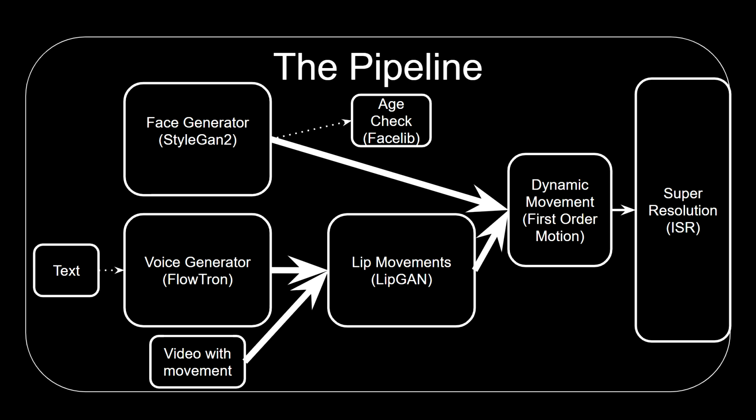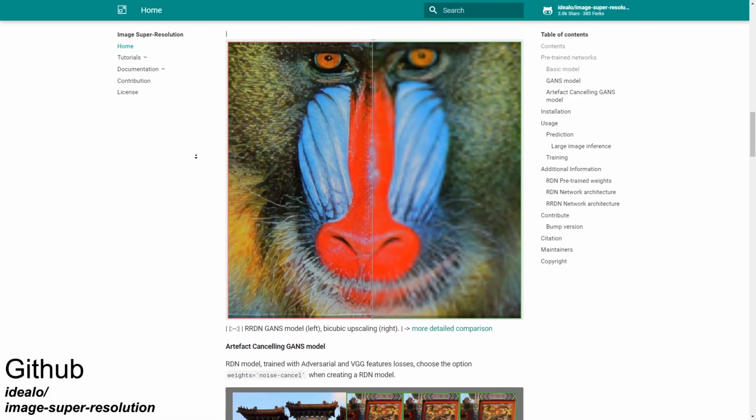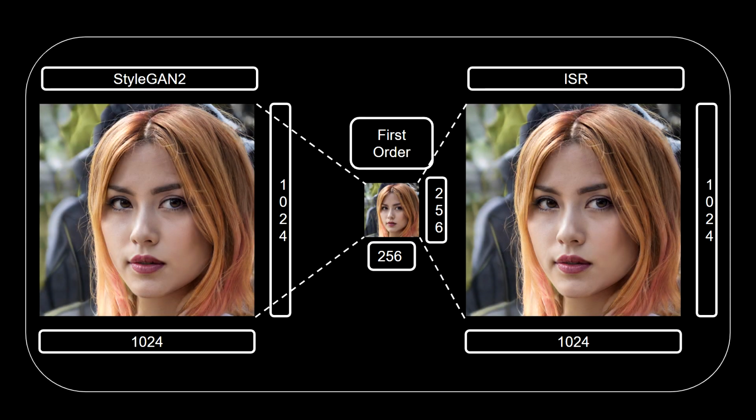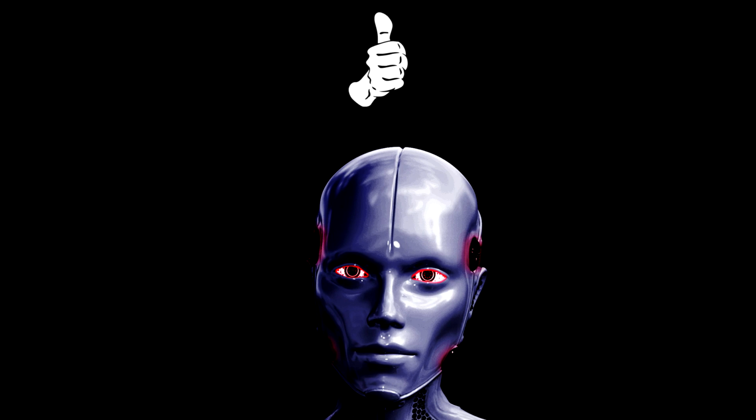To make up for this I added on a super resolution model, using the ISR package. This kind of model upscales our video back to 1024 by 1024, whilst avoiding the blur created by attempting to fill in detail. Much better. The last thing we need to do is test the model on a few fictional faces.